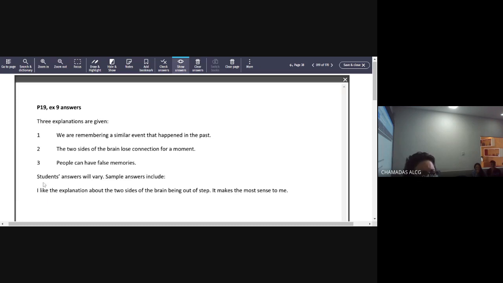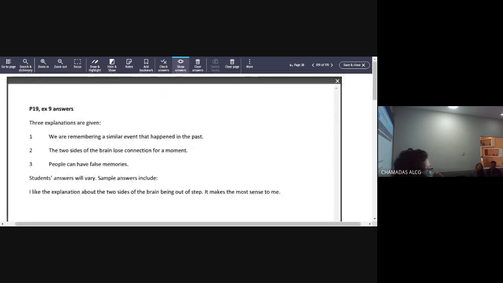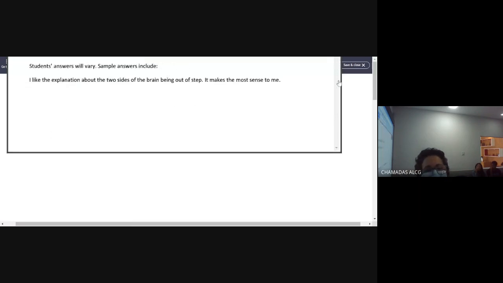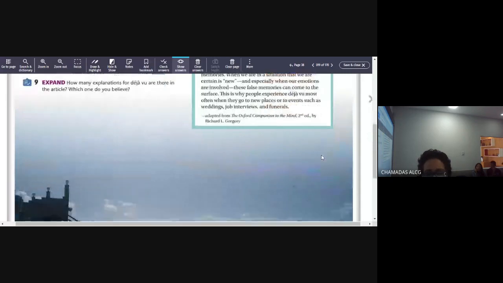Here there's an example. I like the explanation about the two sides of the brain being out of step. It makes the most sense to me. Yeah, I think number one is more like the reality. And maybe number three, yes, I guess a mix of all of them. It could be any of those, okay? All right. So moving on, we are done with this page.